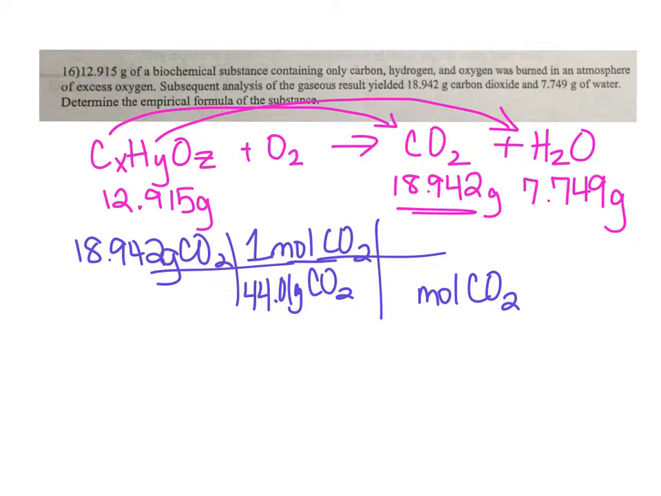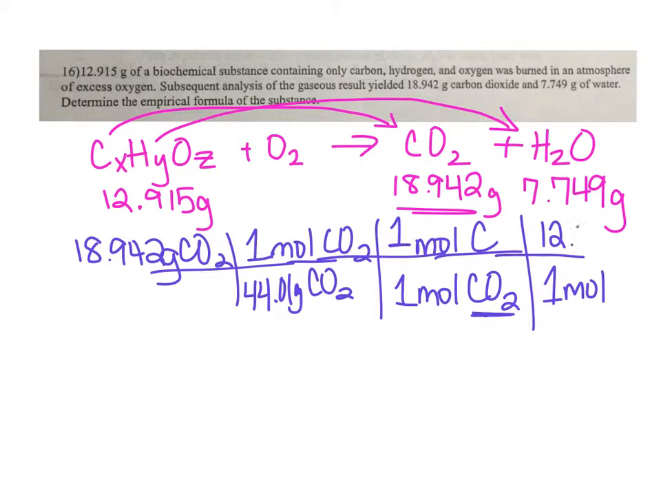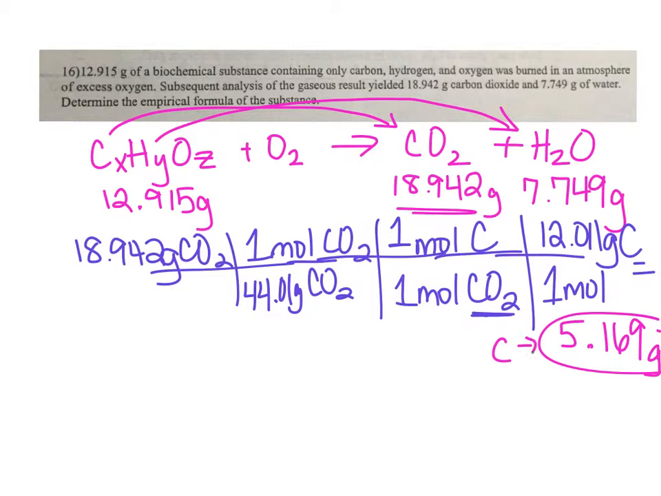And this is the part where we're going to be turning into moles of carbon. So we're trying to figure out from our formula how many carbons are involved in this carbon dioxide. And 1 mole of carbon dioxide has 1 mole of carbon in it. I'm going to take it one more step, and we're going to say 1 mole of carbon and the molar mass of carbon. When you get that all typed into your calculator, you should be getting 5.169 grams. And so that's our first value. So this is our carbon.